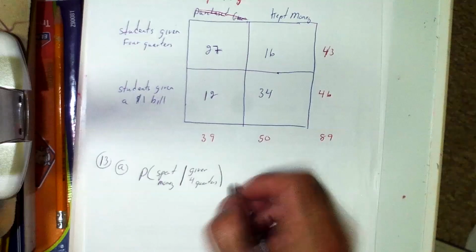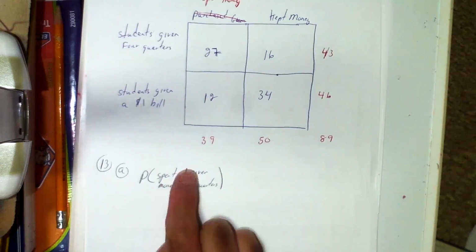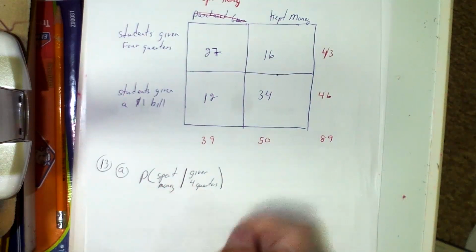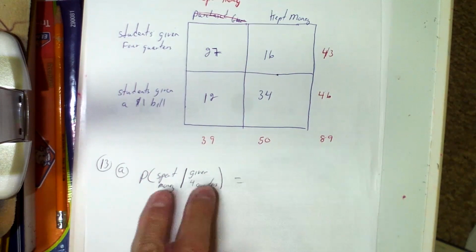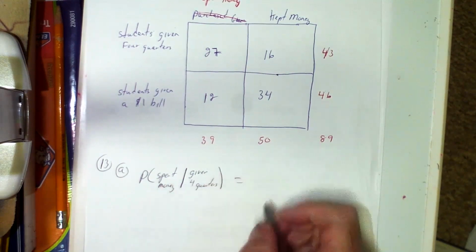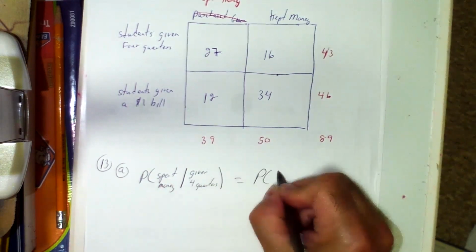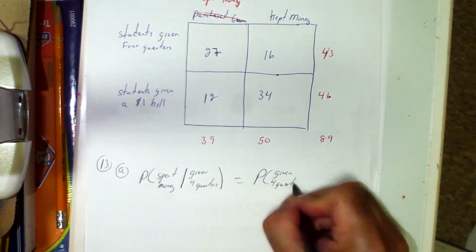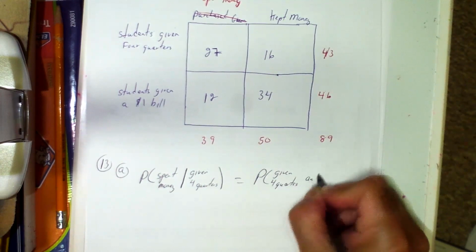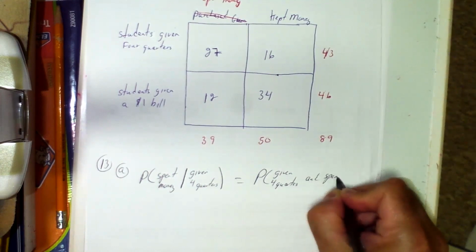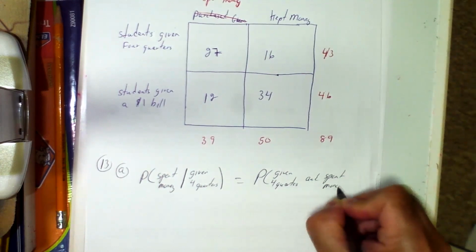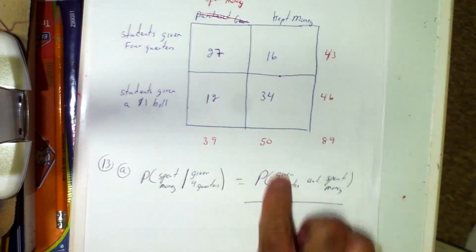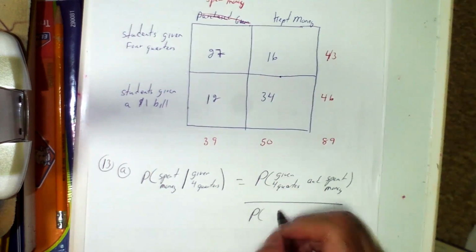And so there it is. Spent money given 4 quarters. All right, so I'm going to go through the motion. I'm going to swap them. I'm going to put given 4 quarters and spent money divided by, I'm bringing the first item down, given 4 quarters.